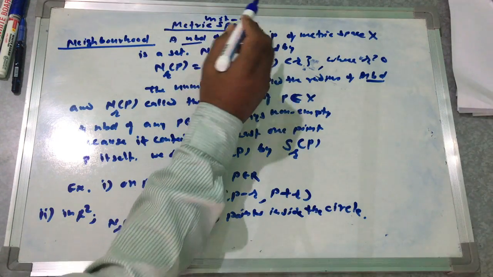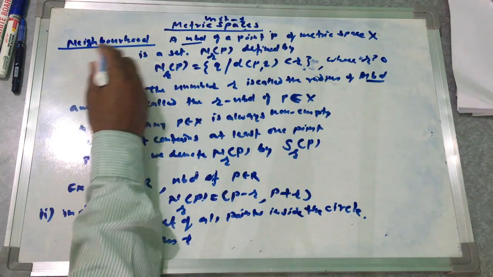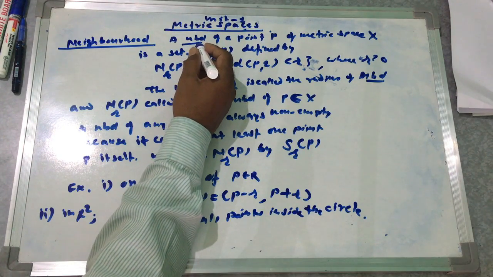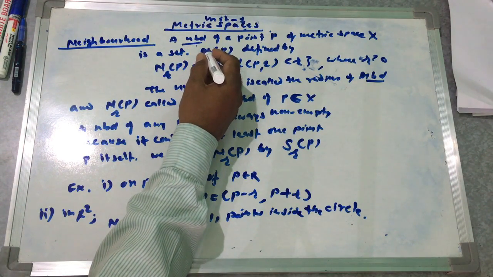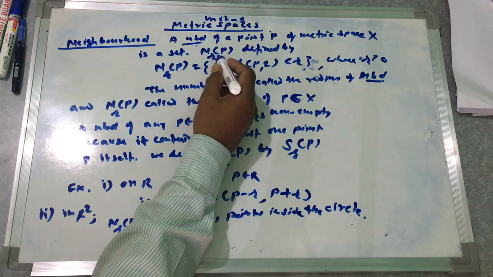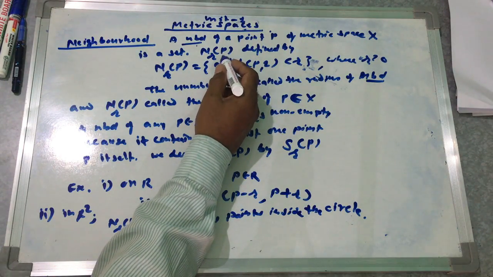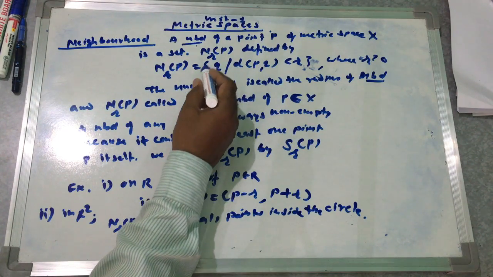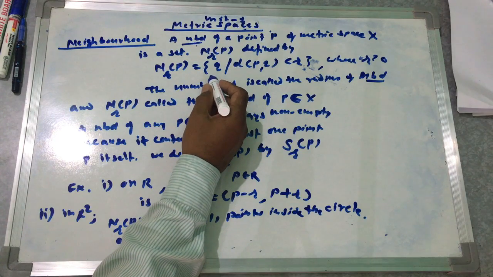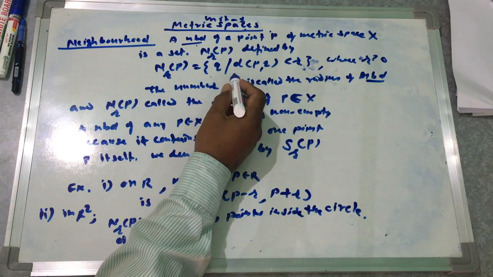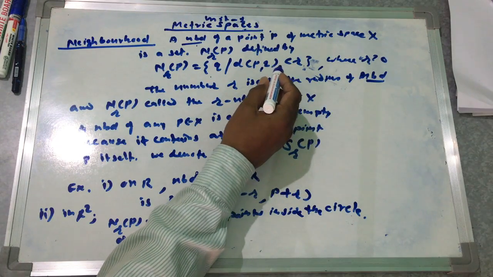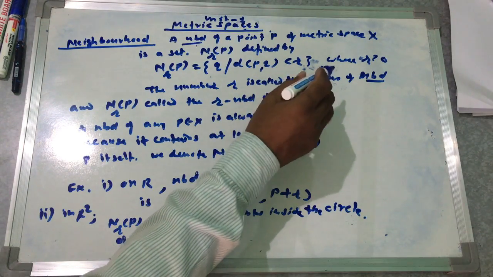Unit 1: Metric spaces. The neighborhood. Neighborhood means NBD. A neighborhood of a point P of a metric space X is a set N_r(P) defined by N_r(P) = {Q : distance(P, Q) < r}, where r is greater than 0, meaning r is positive.